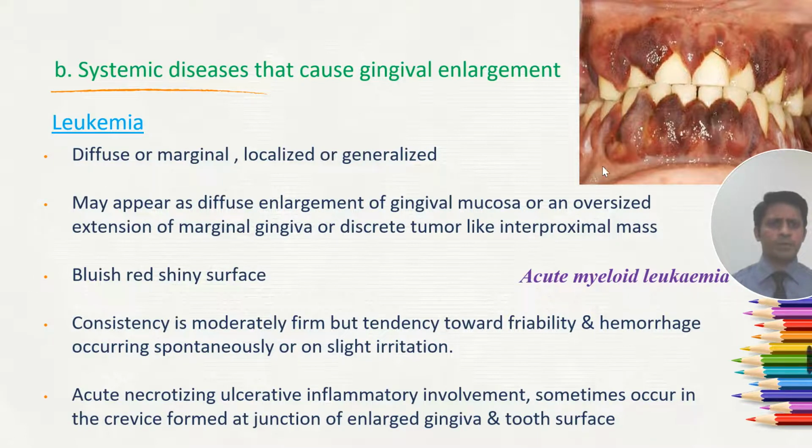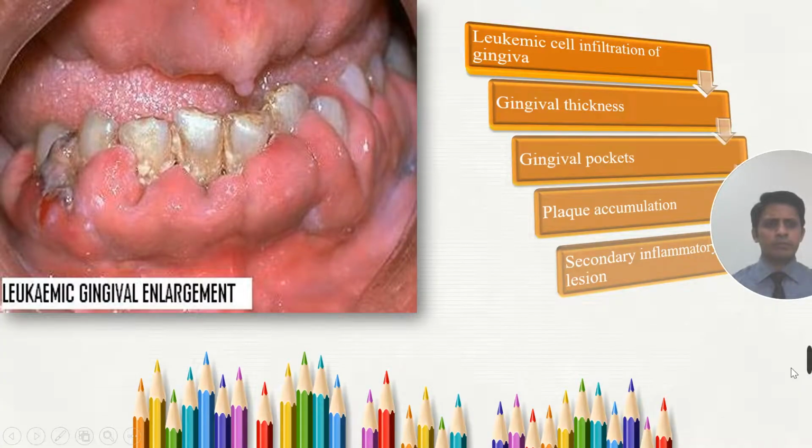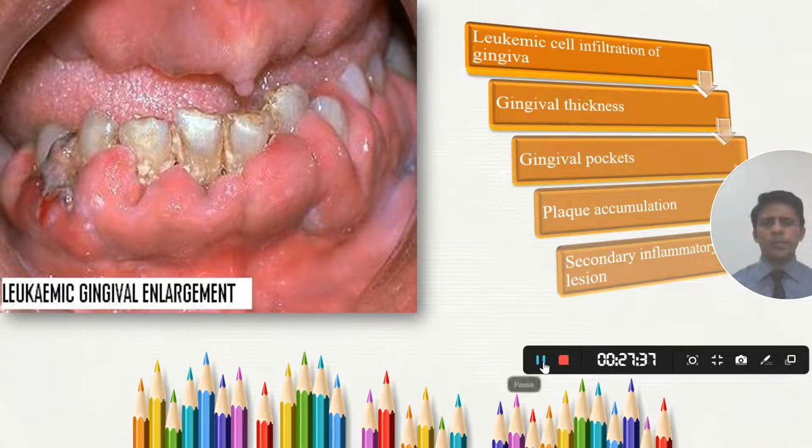diffuse in nature, involving the marginal as well as the attached gingiva. Acute necrotizing ulcerative inflammatory involvement is seen. Sometimes it occurs in the crevice formed at the junction of the enlarged gingiva and the tooth surface. In leukemia, generally acute myeloid leukemia shows gingival enlargement. You can see the leukemic gingival enlargement, which is of diffuse nature.